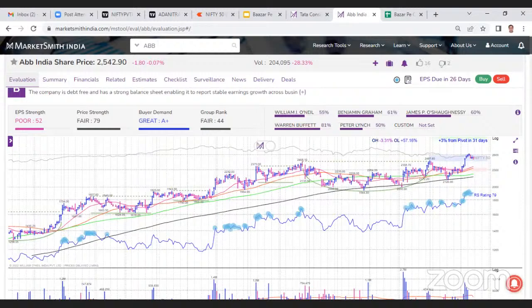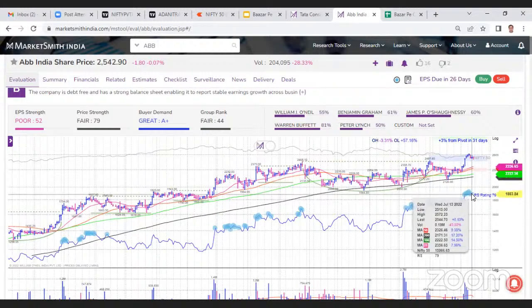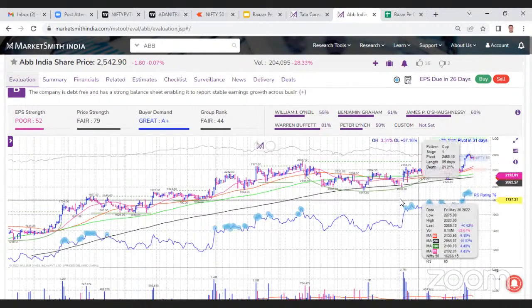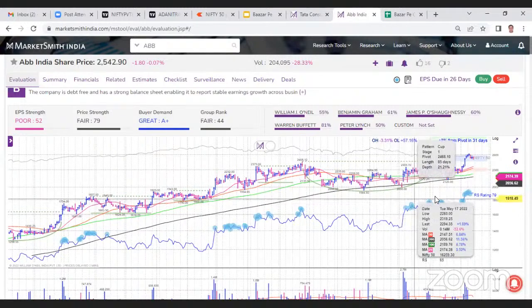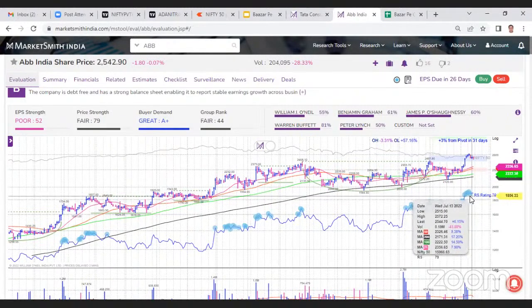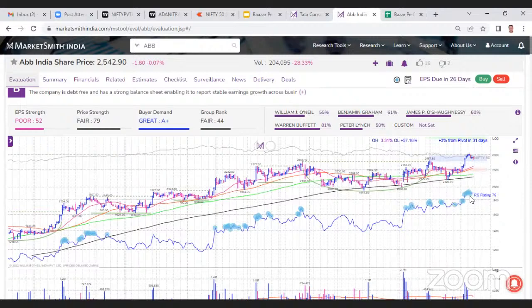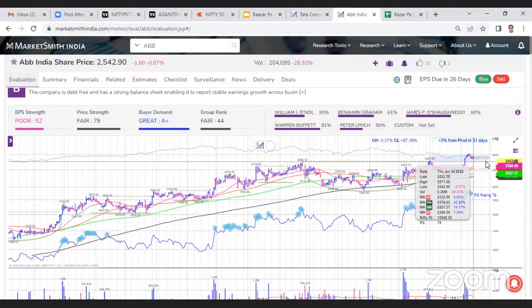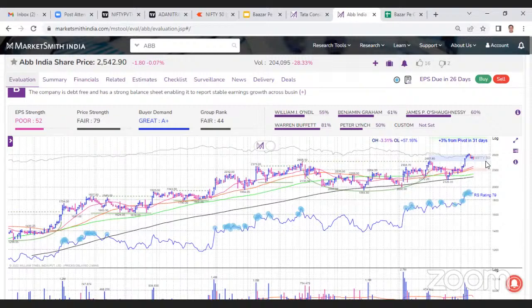ABB is positive only, trending in uncharted territory, no doubt. Positive momentum is very strong, be it daily, weekly or monthly chart. For the last 2-3 days it is showing some correction, but there is a support area placed around 2,450, almost 100 rupees from here, and it is still trading above that level.